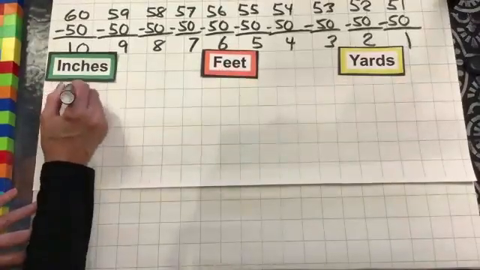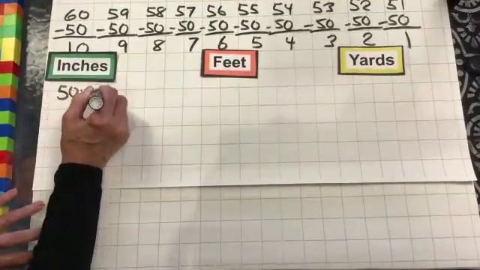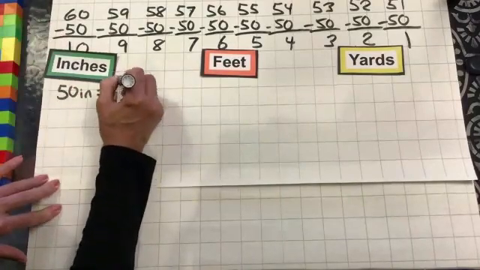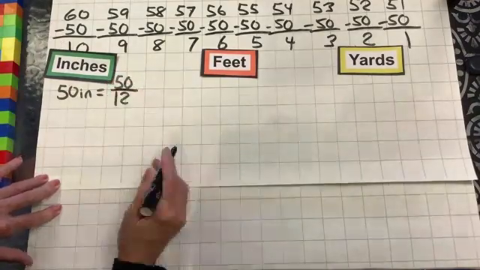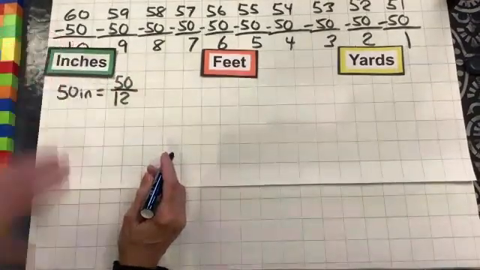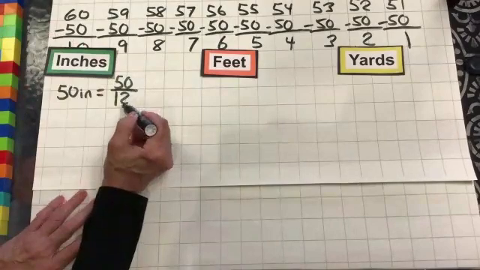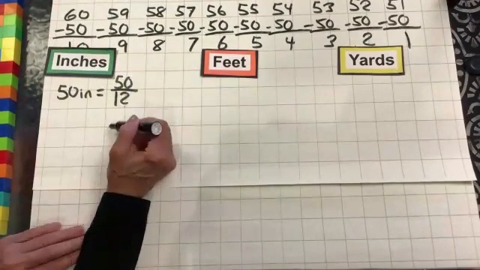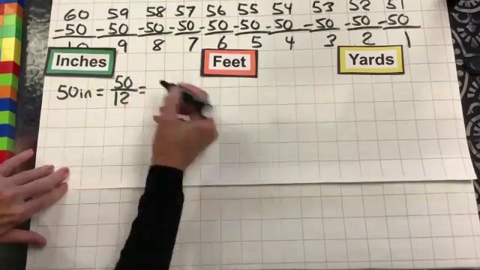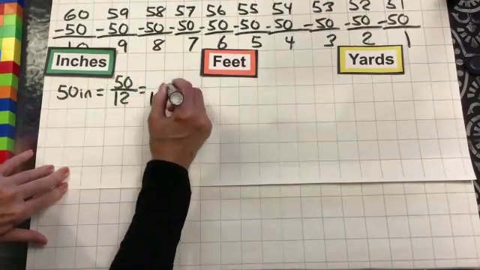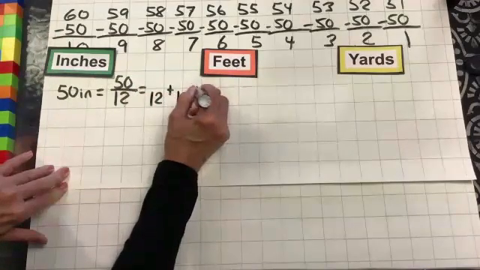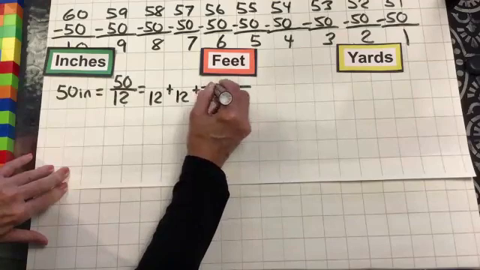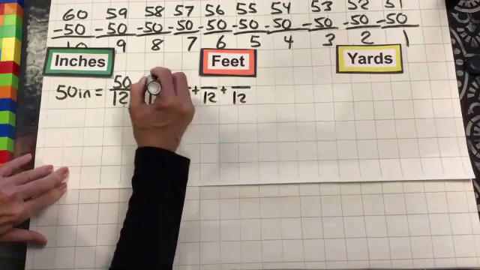So 50 inches is the same as, and we know it takes 12 to make a foot, so we have 50 twelfths. So we're basically dividing 50 divided by 12. That's what a fraction means, or 50 out of 12, but we're going to break this down. So to add fractions, all the denominators need to be the same. So we know 4 12s make 48.